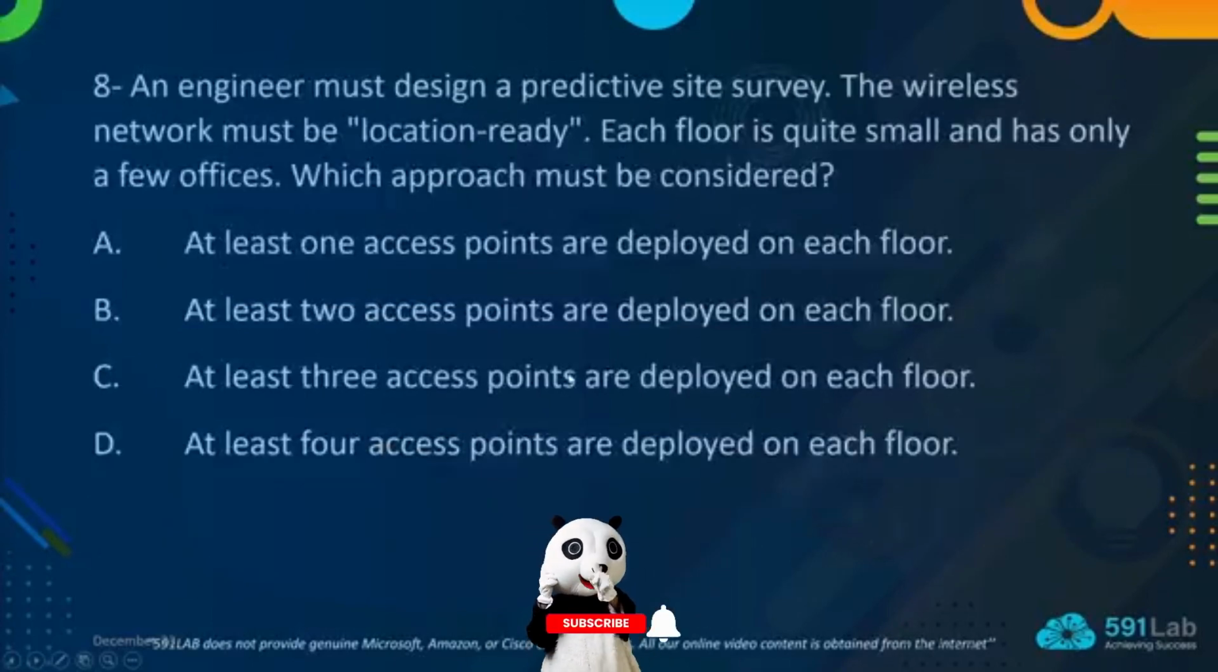Okay, our last question. An engineer must design a predictive site survey. The wireless network must be location ready. Each floor is quite small and has only a few offices. Which approach must be considered? Do we put one access point on each floor, 2, 3, or 4?